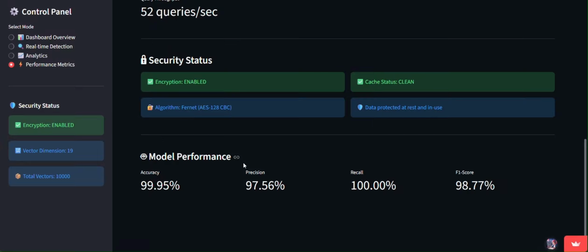Overall, SecureMindAI combines machine learning with encrypted vector search to deliver fast, accurate, and fully secure fraud detection without exposing any customer data. So it makes it a practical solution for banks and financial institutions.